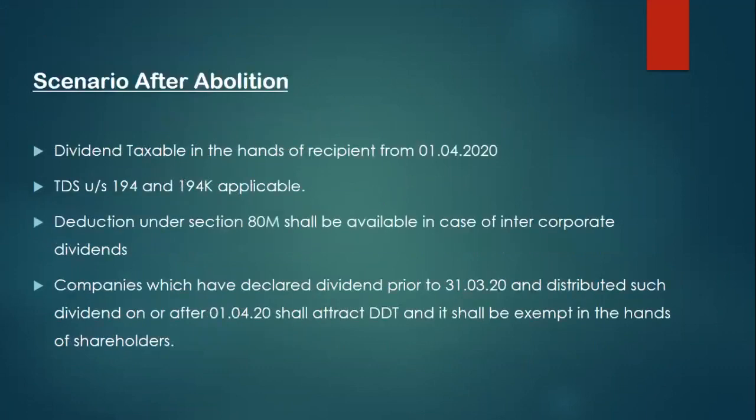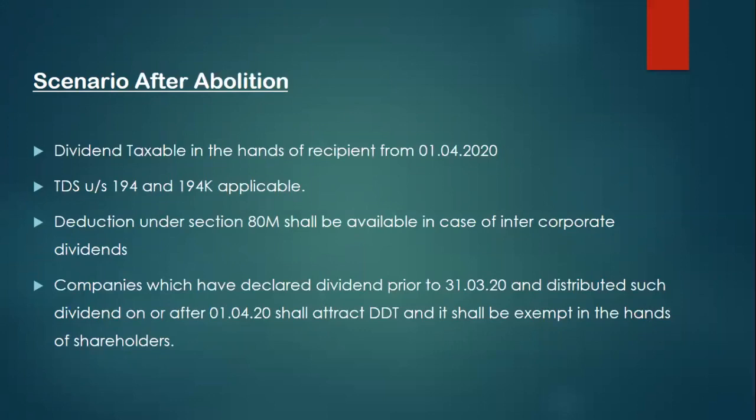Now coming to scenario post abolition of DDT. After abolition of DDT from 1st of April 2020, dividend income shall be taxable in the hands of recipient as per their respective tax rate. Accordingly, two sections of TDS, that is section 194 and 194K, shall be attracted on payment of dividend in case of resident. Further, section 80M has been introduced which would avoid double taxation in case of intercorporate dividend.